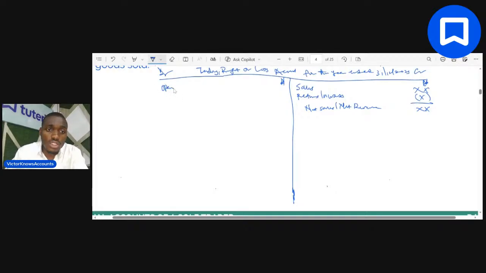So you start with opening stock. Don't forget, what we want to get is the cost of goods that we sold. So we must be able to know the cost of goods that we actually had during the year, before we can know the cost of goods that we sold. Is that fine? All right, you cannot give what you don't have, you cannot sell what you don't have. So we must first determine the cost of goods that we actually had before we determine the ones we sold, because it's out of what we have that we sold.